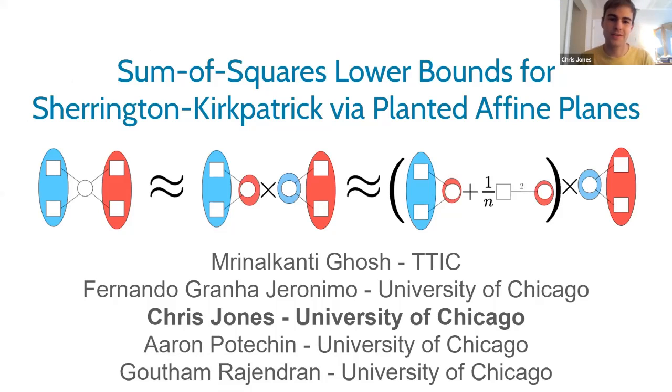So this talk is about lower bounds on the power of convex relaxations, and specifically lower bounds for sum of squares. This is joint work with Mrinalkanti Ghosh, Fernando Granha Jeronimo, Aaron Potechin, and Goutham Rajendran. And I should say that Fernando is currently on the postdoc market, so feel free to reach out.